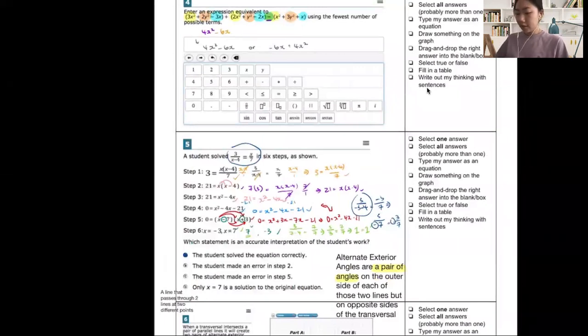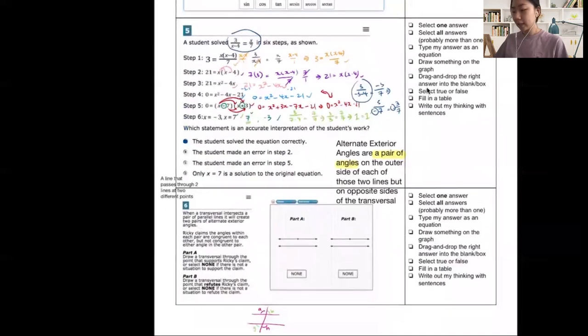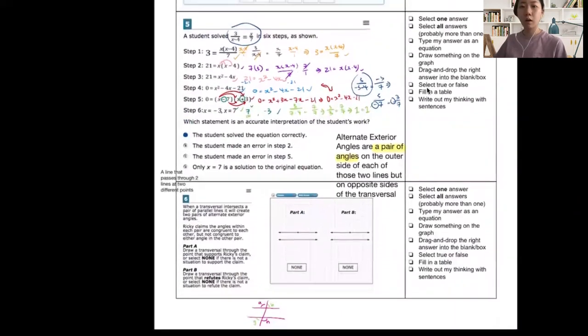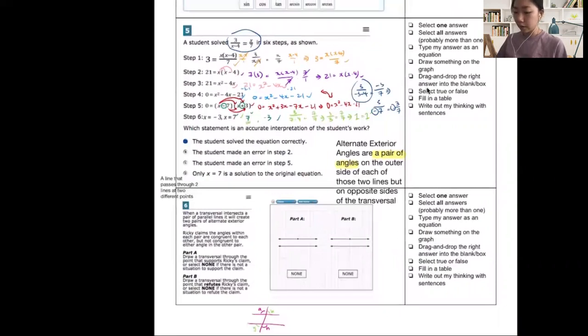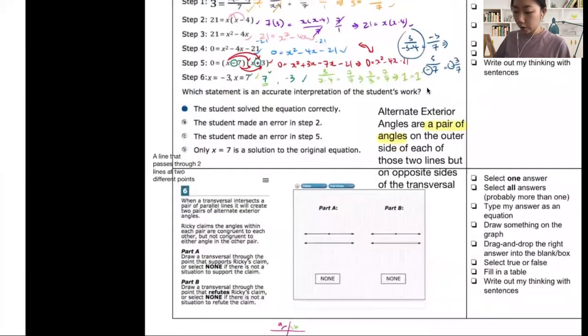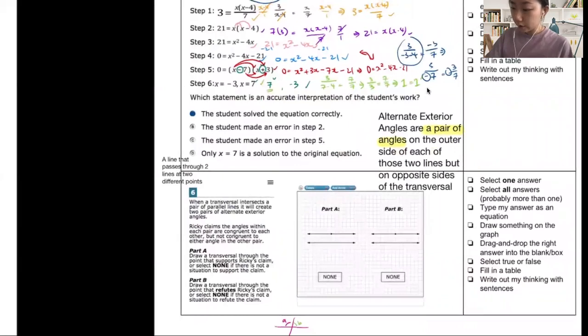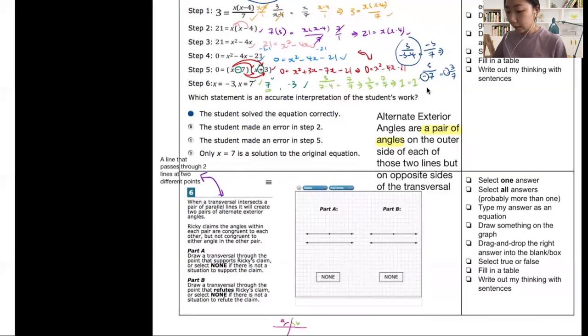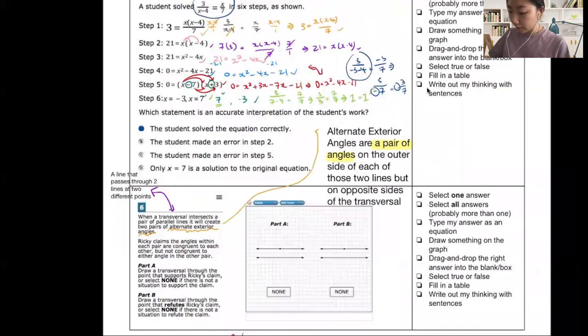All right. Okay. Number 6 is tricky. We need to recall some terminologies. The first term that we want to recall is what a transversal is, right? So transversal essentially means this. Transversal means that it's a line that passes through two lines at two different points, okay? And the other thing we need to know is the alternate exterior angles. This thing right here, the alternate exterior angles, which is defined right here.